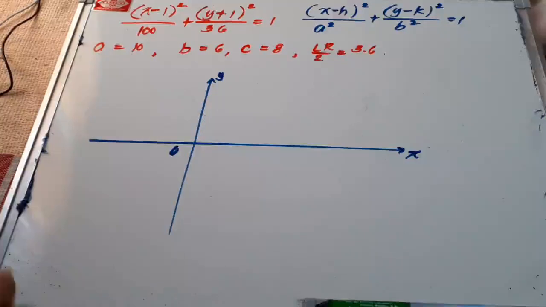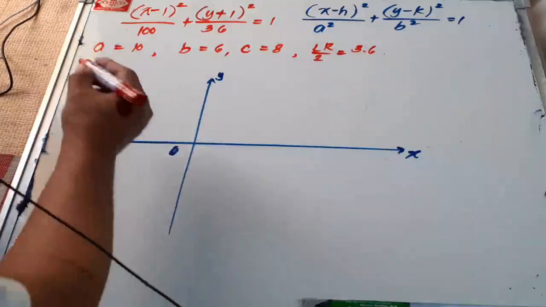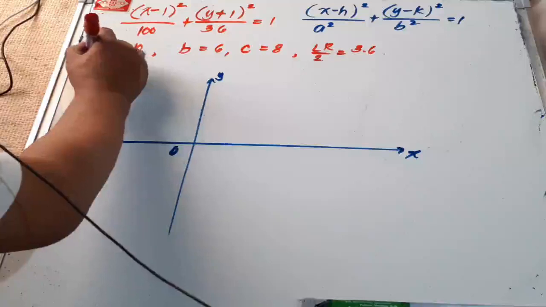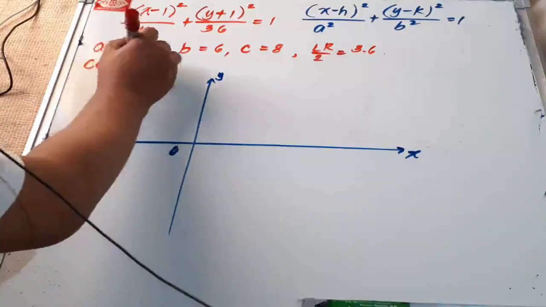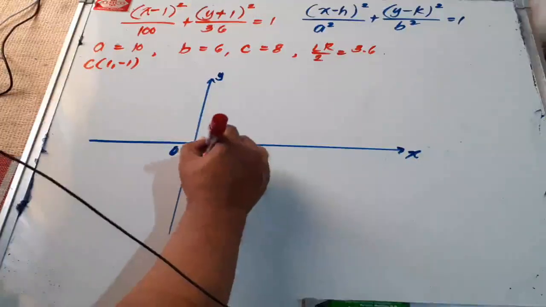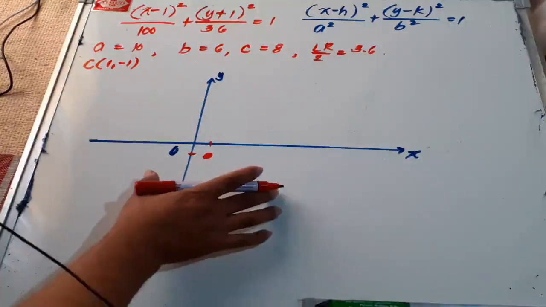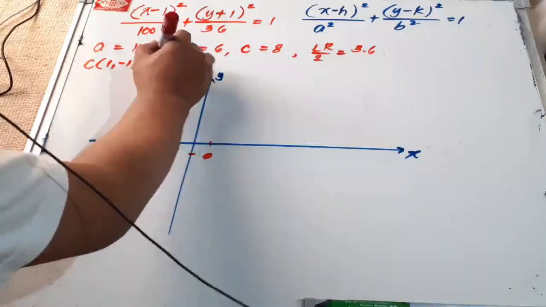Okay, so i-plot na natin yung ellipse. Kunin natin yung mga ordered pairs, isa-isa. So, ang location ng center is at (1, negative 1). So, 1 here, negative 1. So, nandito yung center. Okay. Alam natin ang layo ng vertices from the center. And we all know pala the ellipse is horizontal.